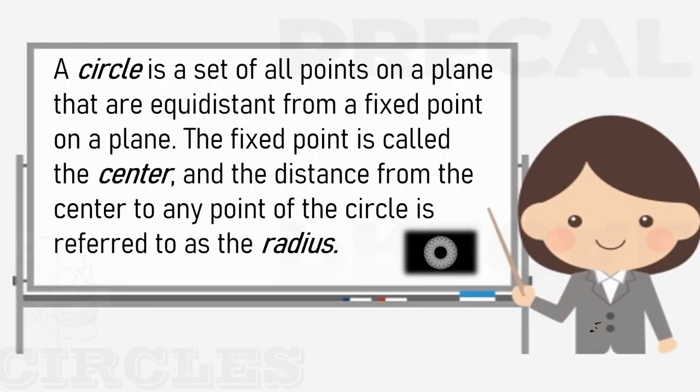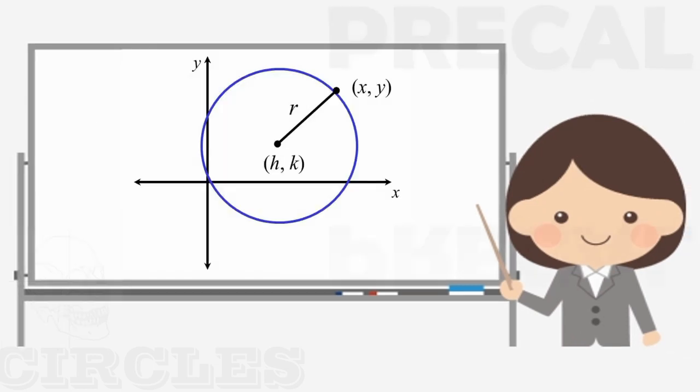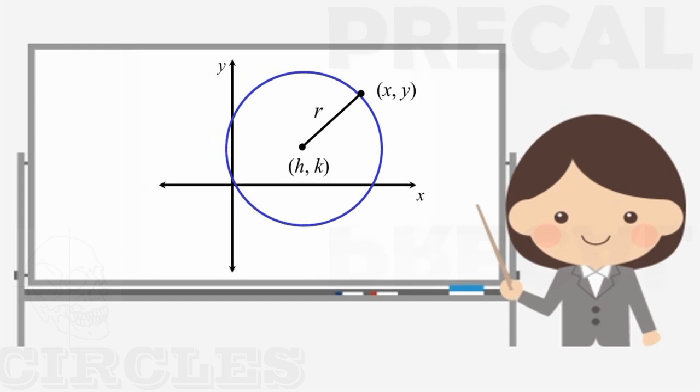What is a circle? A circle is a set of all points on a plane that are equidistant from a fixed point on the plane. The fixed point is called the center, and the distance from the center to any point of the circle is referred to as the radius. So this is a circle in a graph.